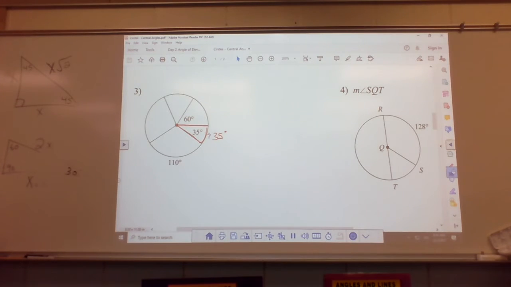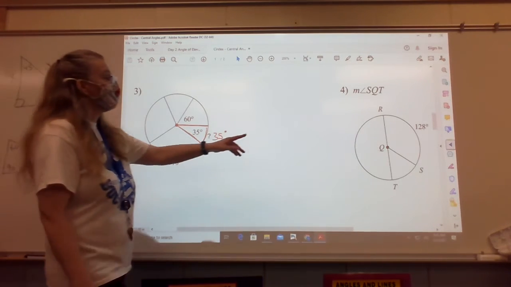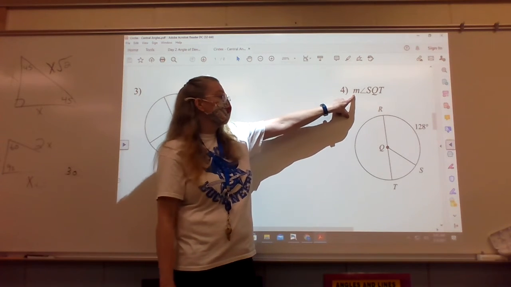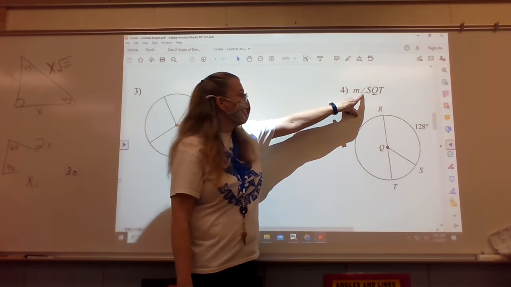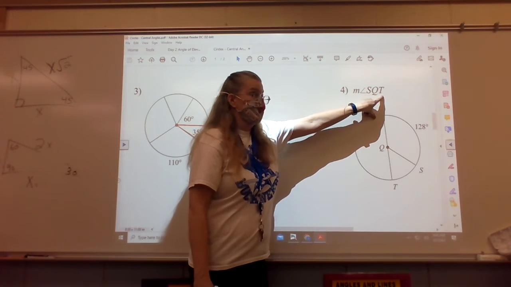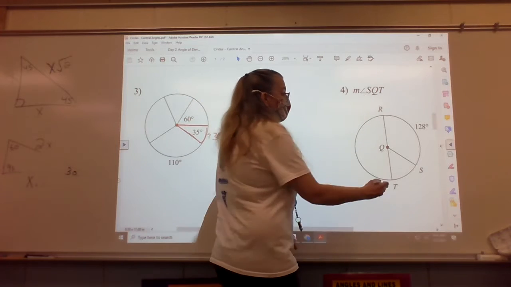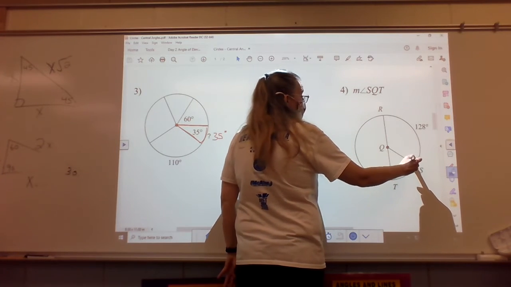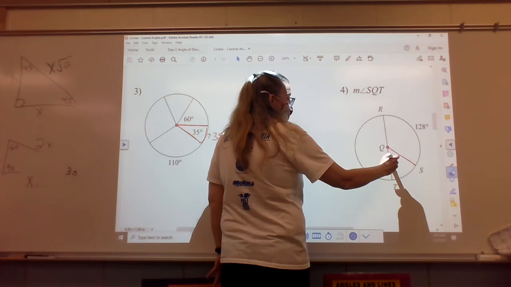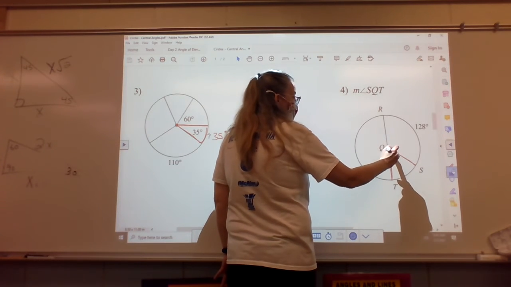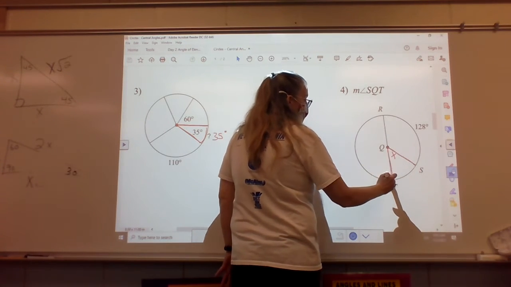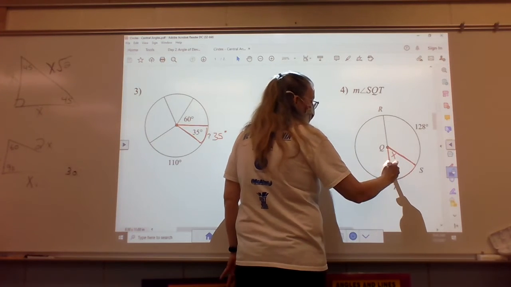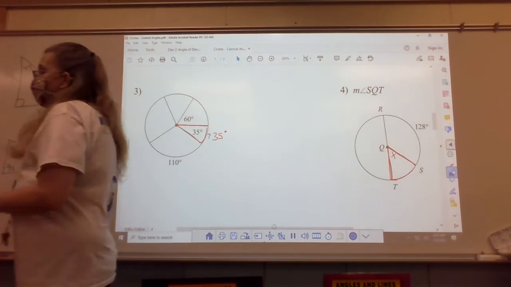Now on the first 3, they just kind of put a question mark wherever they need it. But most of the time, you don't really have a question mark. They actually ask something. So number 4, they're asking, remember the little m means measurement? So they're asking for the measurement of angle SQT. So I'm looking at an angle. I'm going to start at S, go into Q, out to T. So I'm going to put an X there because that's what I'm trying to find. And I'm looking at this piece of the pie.